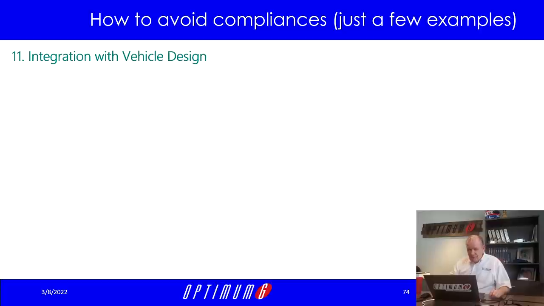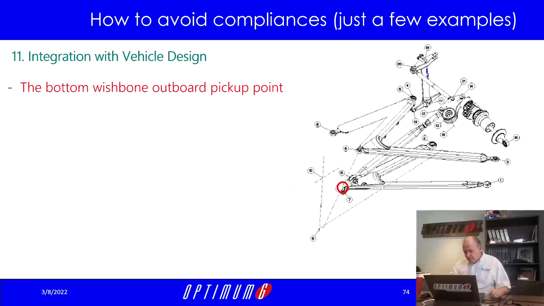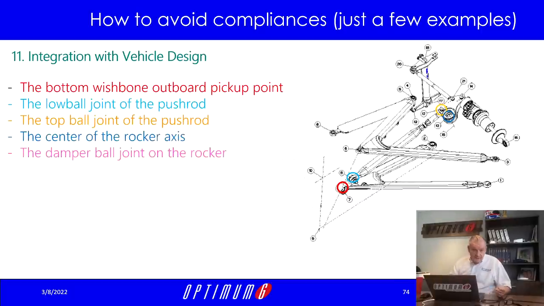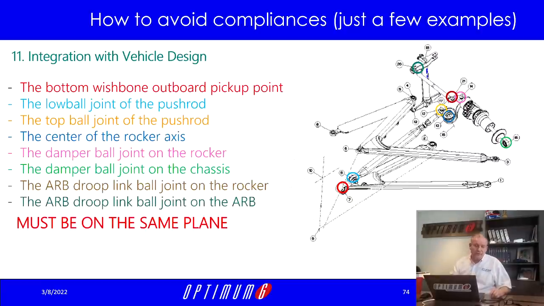Finally, integration of vehicle design. You need to know, in this example, that's a professional car, that the bottom wishbone outboard pickup point, the low point of the push rod pickup on the wishbone, the top point of the push rod on the rocker, the center of the rocker, the position of the damper on the rocker, the position of the damper on the chassis, and also the droplink position on the rocker and the anti-roll bar, all these things must be on the same plane.